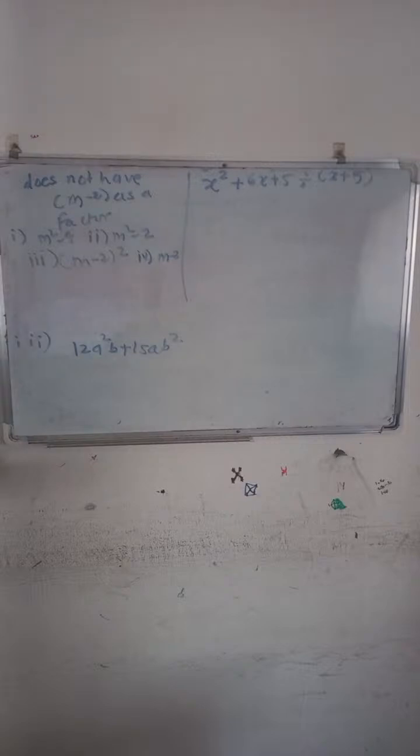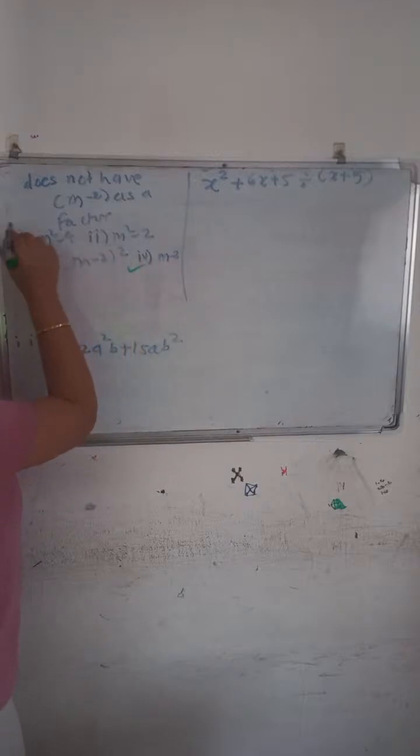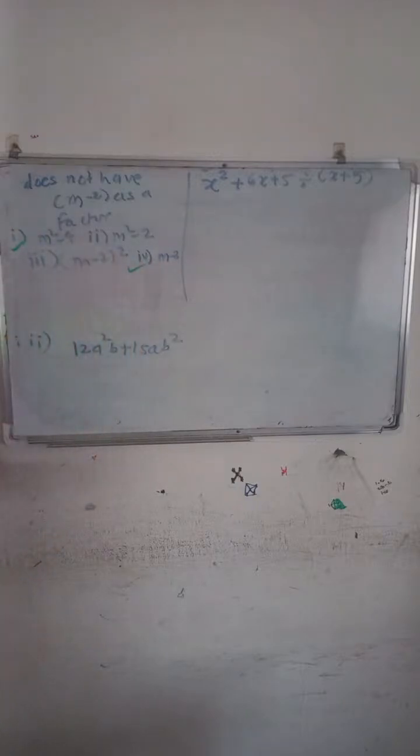They are asking which m minus 2 is not a factor. If you take the first, m square minus 4, that is nothing but m square minus 2 square, that is (m plus 2)(m minus 2). That means that is a factor. Now m square minus 2, (m minus 2) whole bracket square, and m minus 2. m minus 2 is also a factor. This is a factor, this is a factor. Only these are the options, so from that we have to find out which is the correct answer.